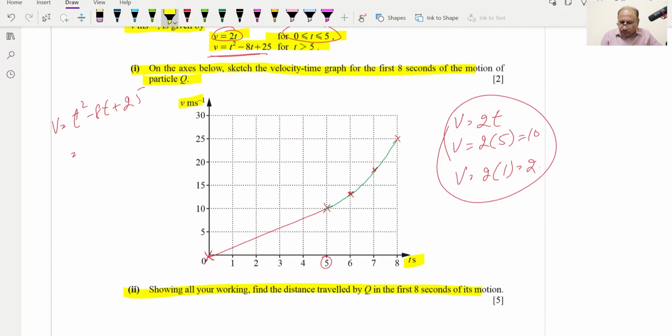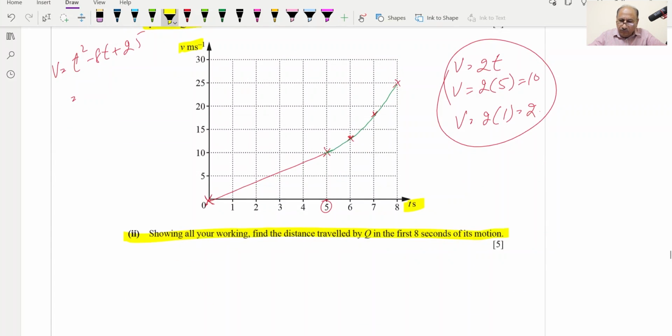Find the distance traveled by Q in the first 8 seconds of this motion. So how will we find this? It is a 5-mark question. It's not easy. You will have to integrate from t equals 0 to 5 for this portion, the area under the graph, or you can take the triangle, whatever you like, and then you will have to integrate from 5 to 8, the area under the graph.